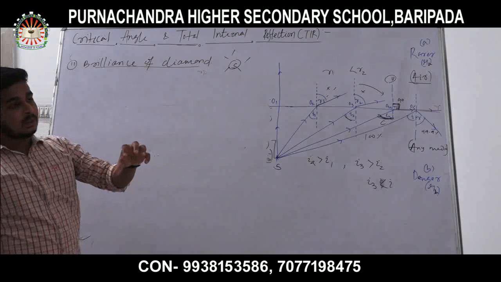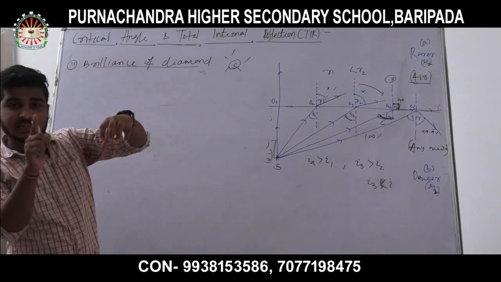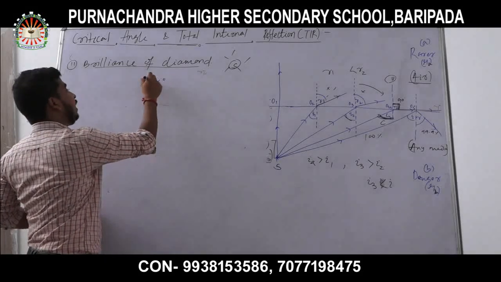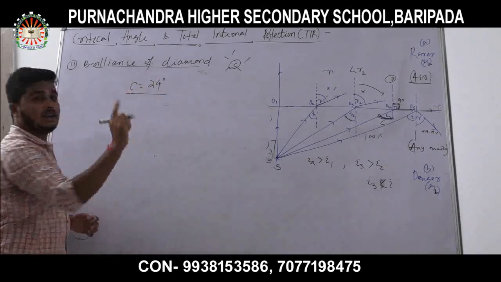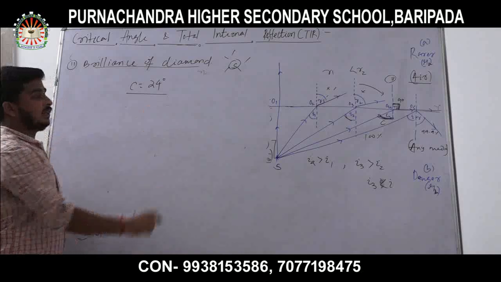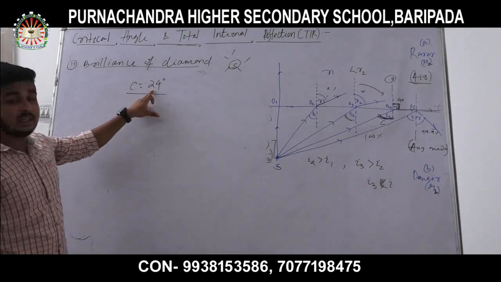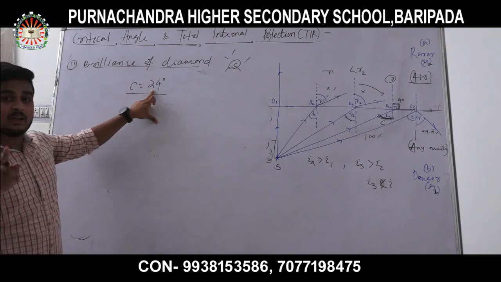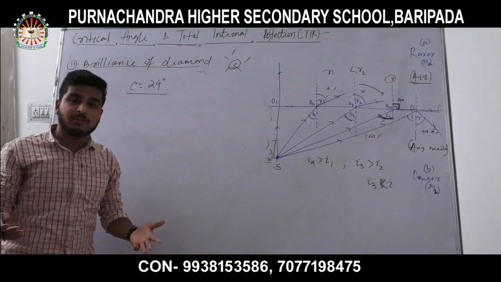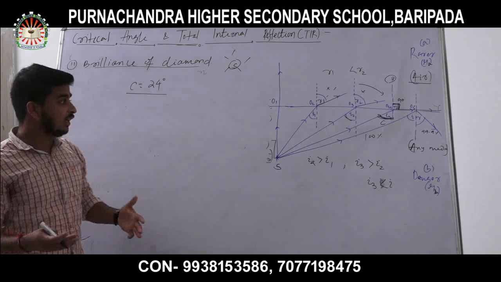Okay, when the light ray moves into the diamond, the critical angle for diamond is 24 degree. The C of diamond is 24 degree. When the ray of light goes into the diamond, the incidence angle is always more than 24 degree. So what will happen after 24 degree? It will suffer total internal reflection.